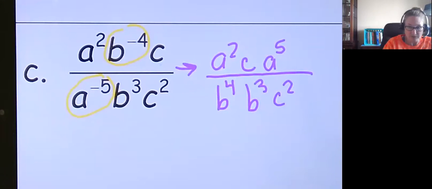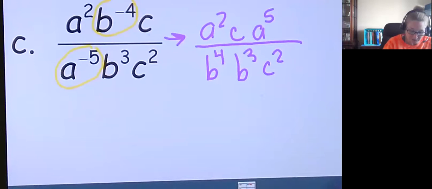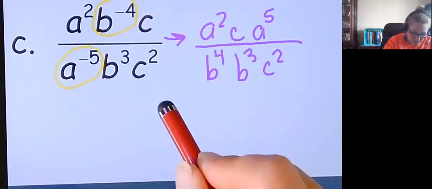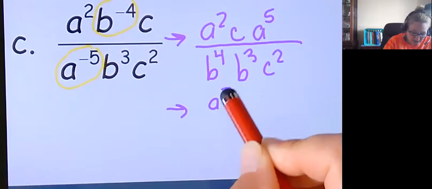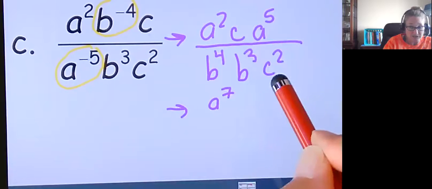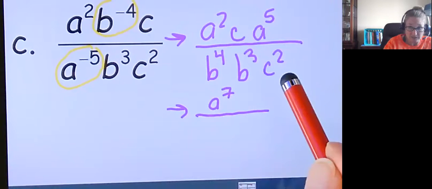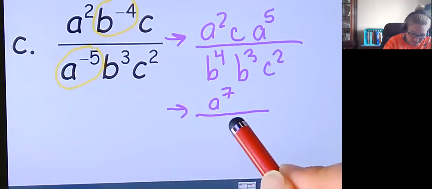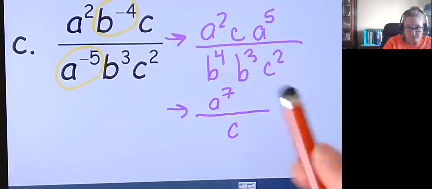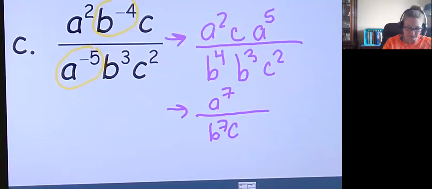So now I need to clean this up. I need to get all my a's together, all my b's together, all my c's together. So looking at my a's, I have an a squared and an a to the fifth. So that's going to be a to the seventh. My c's, I have a c on top and a c squared on bottom. So I can cancel a c on top with a c on bottom, and I'm going to be left with a c on bottom. My b's, I have a b to the fourth, b to the third. That's going to be b to the seventh, and that's my answer.